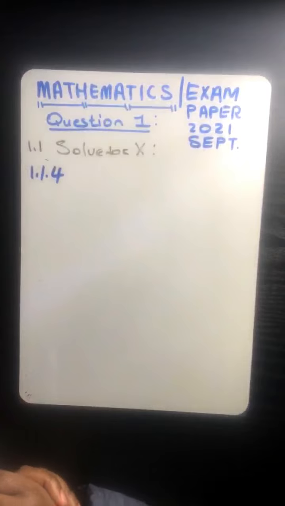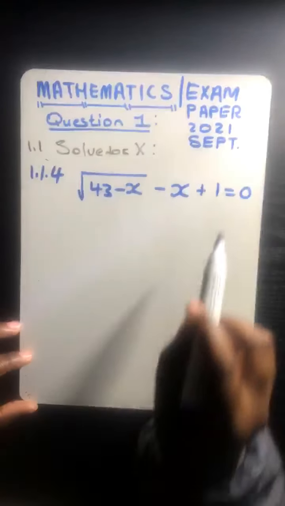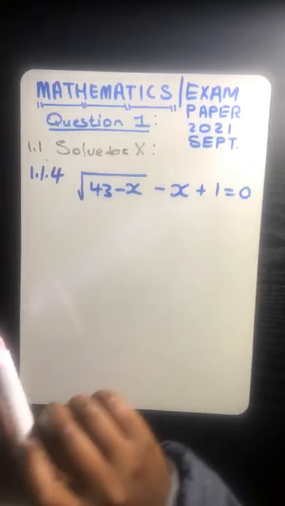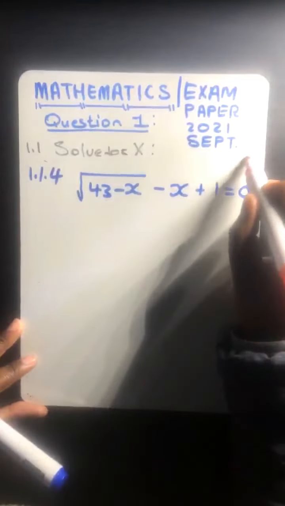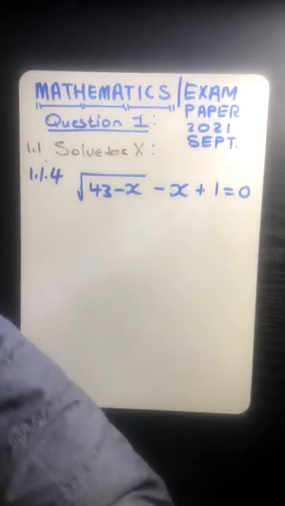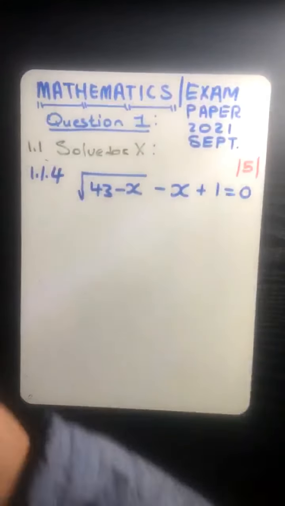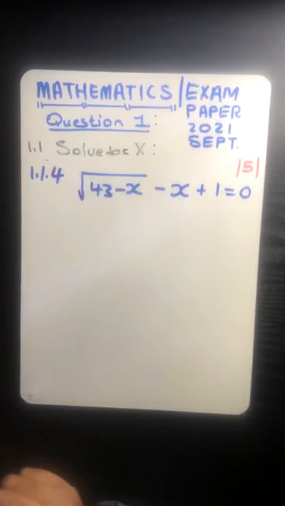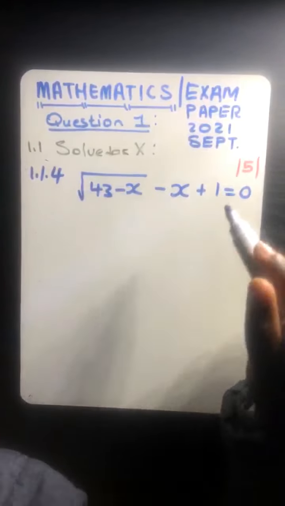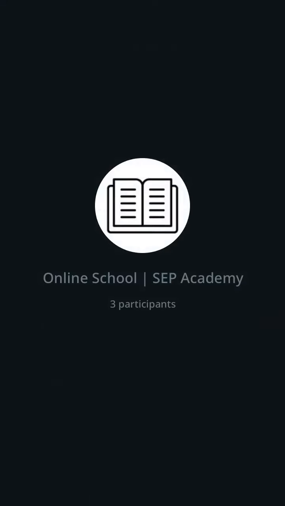Let's try to quickly move to question 1.1.4. So this is what you are given: the square root of 43 minus x, minus x, and then you have plus 1, and the whole of that is equated to 0, and this question is allocated 5 marks. So Tando, always when you are given a math problem, try to interpret or analyze it.